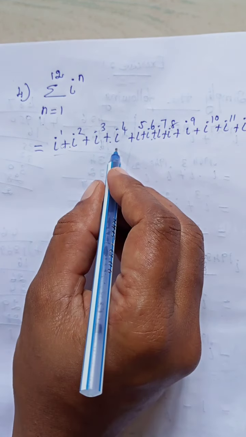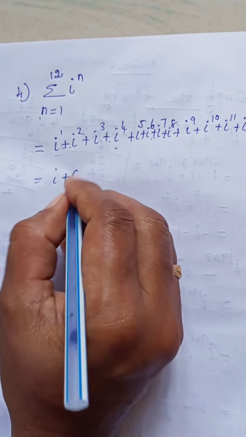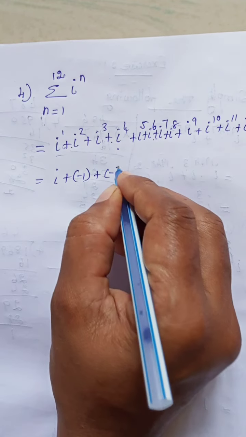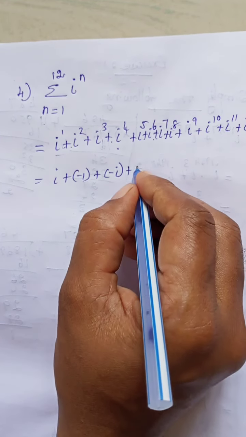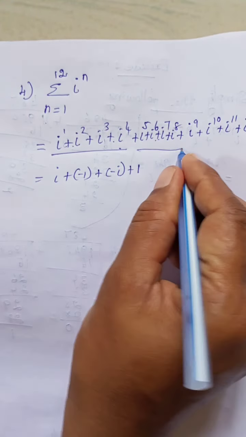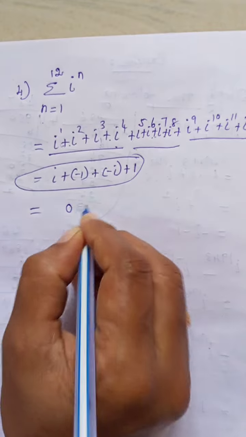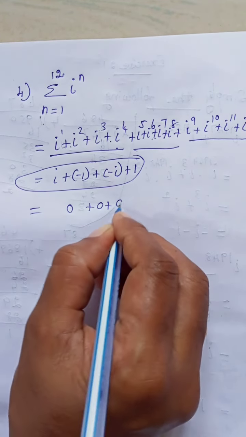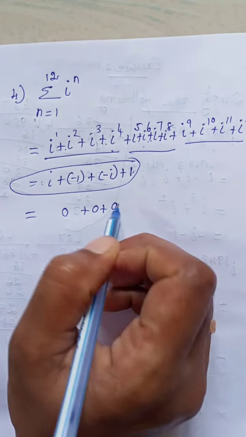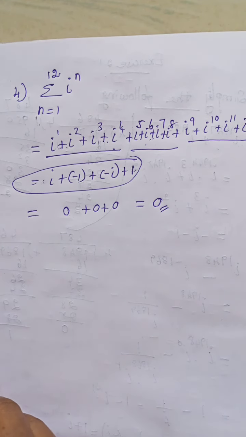So this 4 means we will get 0, isn't it? How? I square is minus 1, I cube is minus I and I power 4 is plus 1. Isn't it? So 4, 4, 4. Automatically we will be getting 0 plus 0 plus 0. You don't even need to write this. When we write these 4 terms, automatically we will get the value equal to 0.